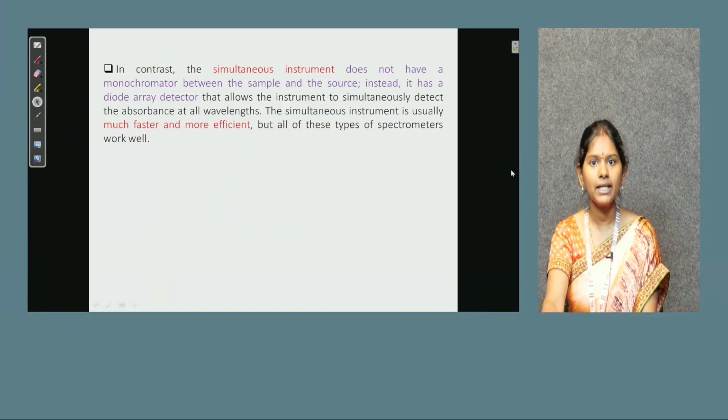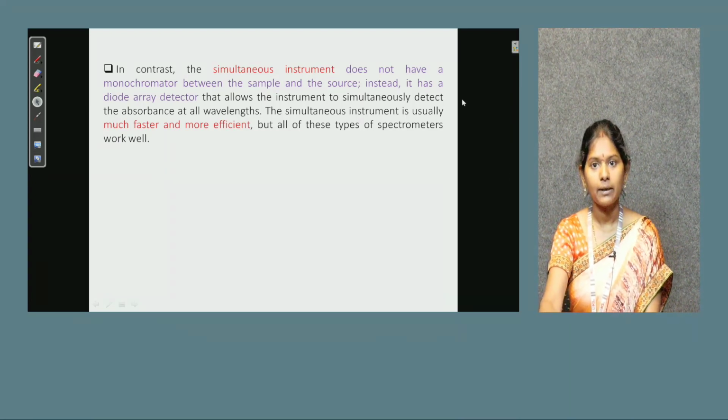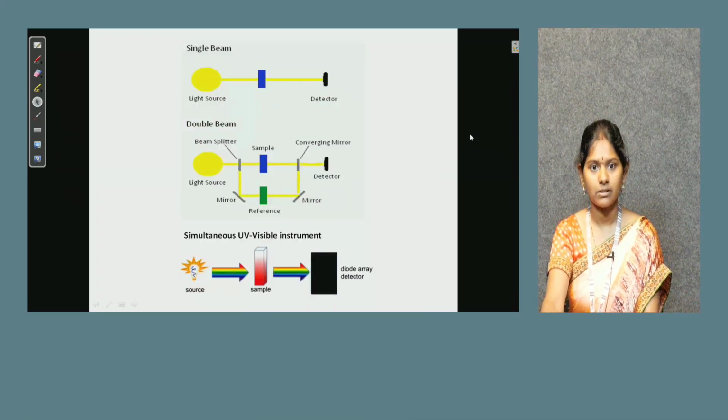In contrast, the simultaneous instrument does not have a monochromator between the sample and source. Instead, it has a diode array detector that allows the instrument to simultaneously detect the absorbance at all wavelengths. It means we can analyze the sample at all wavelengths simultaneously because of the diode array detector. It is much faster and more efficient, such that we can calculate the absorbance at various wavelengths at a time. So these are the differences between single beam, double beam and simultaneous measurement.